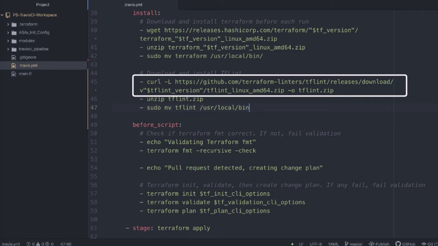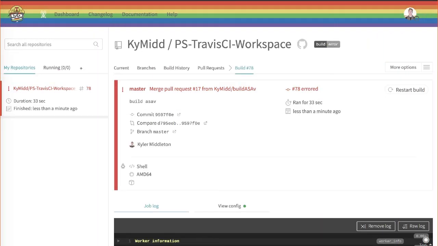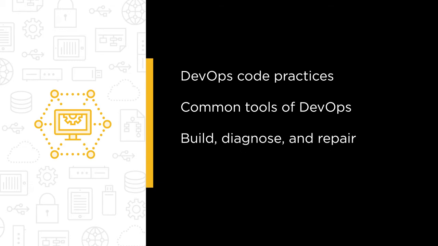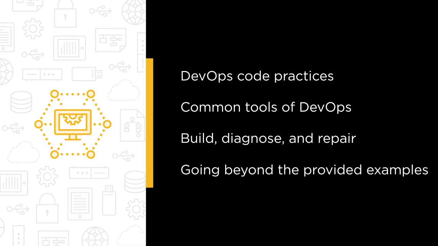In this course, we're going to deep dive into CI/CD pipelines, focusing on the incredibly powerful and popular Terraform, a general-purpose infrastructure provisioning tool. We're going to cover DevOps code practices, test all code early and often, the common tools of DevOps, Git, CI/CD definitions, and Terraform provisioning, how to build, diagnose, and repair all the automation we've created, going beyond the provided examples, integrating custom or third-party tools into our pipelines.